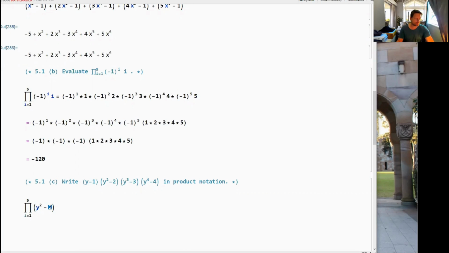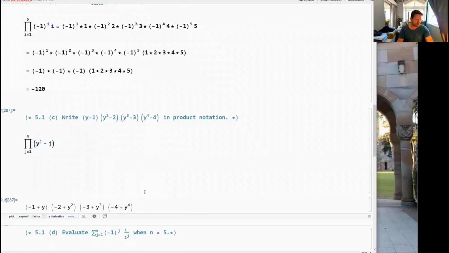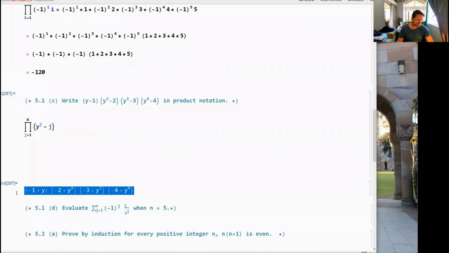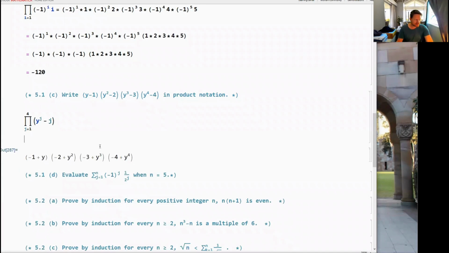So then we could put a j there and a j here, and a j down here as the dummy variable, and now we're going from 1 to 4, so we would stop at 4 there. And I can even evaluate this, so I'll just do it, and we can see that this is the result, and it agrees with this one right up here. Okay, great.